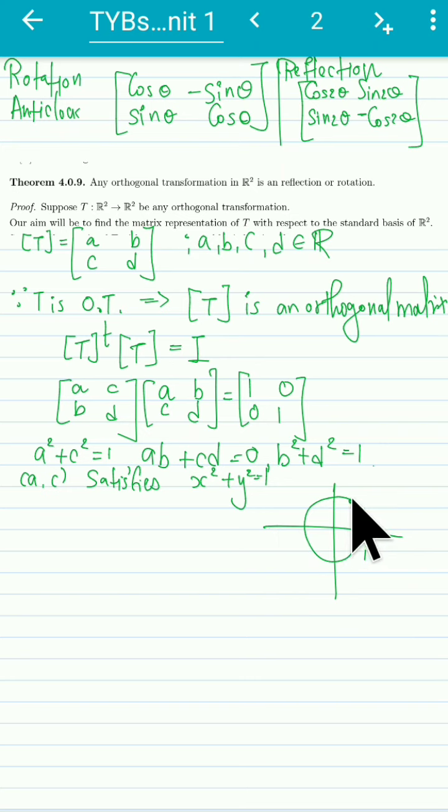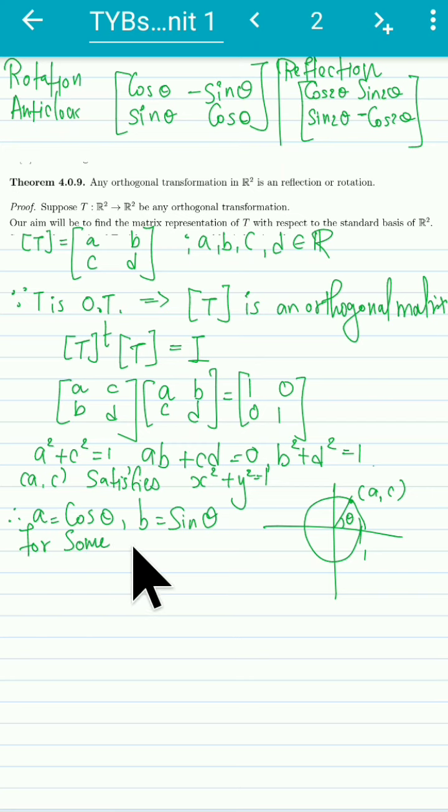Suppose it is a point over here. This is nothing but A comma C. Correct? Then suppose the angle with the real axis is theta. Then this A comma C can be represented in the polar form as cos theta, sin theta. Therefore, my A is equal to cos theta and C is equal to sin theta, for some theta. Correct?